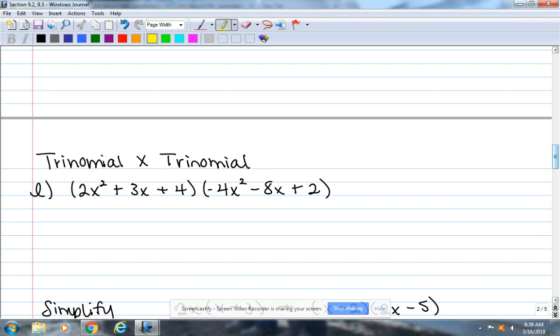So I'm going to start with 2x squared, and it's going to go times all 3 terms in the second trinomial, okay? So what is 2x squared times negative 4x squared? To the 4th power. Wow, we're getting on up there. All right, so what is 2x squared times negative 8x?